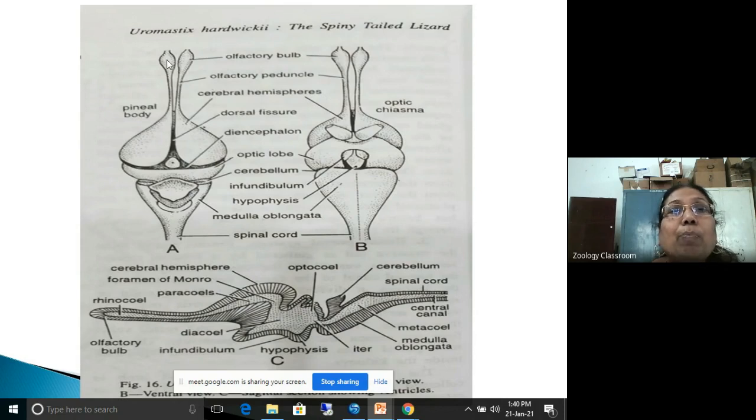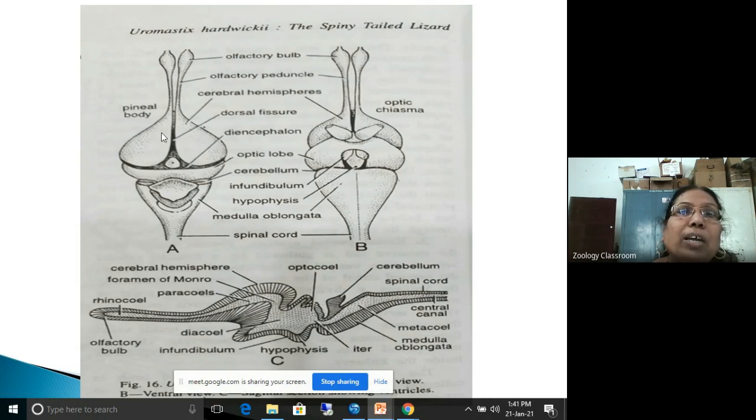So olfactory bulbs are present on the anterior surface, and the olfactory peduncles are also present in the forebrain. The olfactory bulbs are attached to the cerebral hemispheres. The cerebral hemispheres are two larger oval bodies. In between them, there is a dorsal fissure. So these are two equally divided, so it is called a cerebral hemisphere.